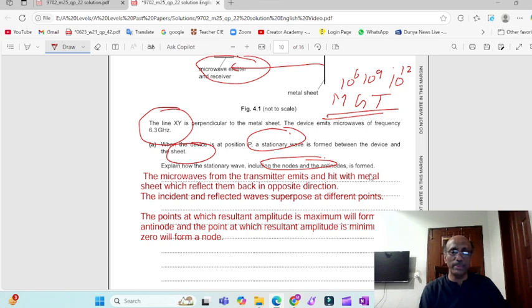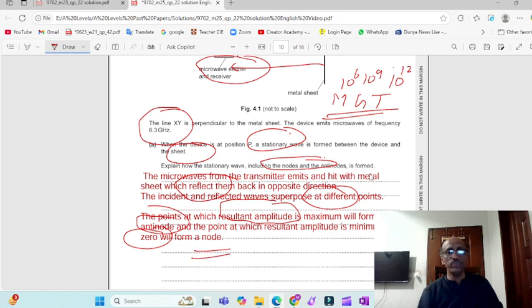After that, what will happen? At some places, the resultant amplitude, the key term is amplitude. The key term is that they reflect back. The key term is that they will superpose. And then at some point, the resultant amplitude will be maximum, which will form an antinode, and at some point the resultant amplitude will be minimum or zero, which will form a node. So you have to write down the complete explanation.